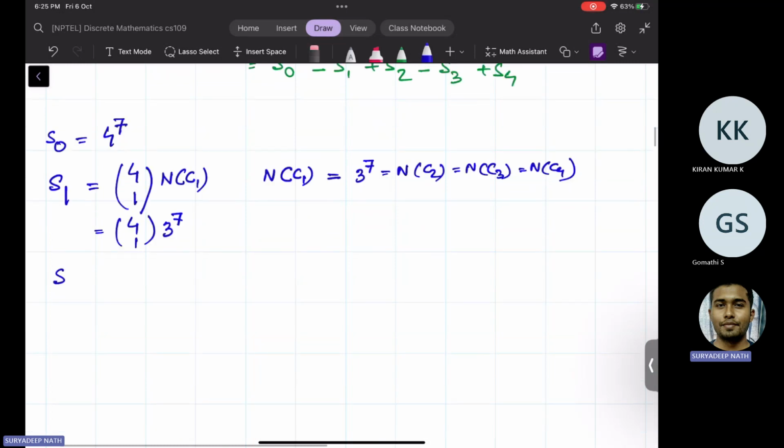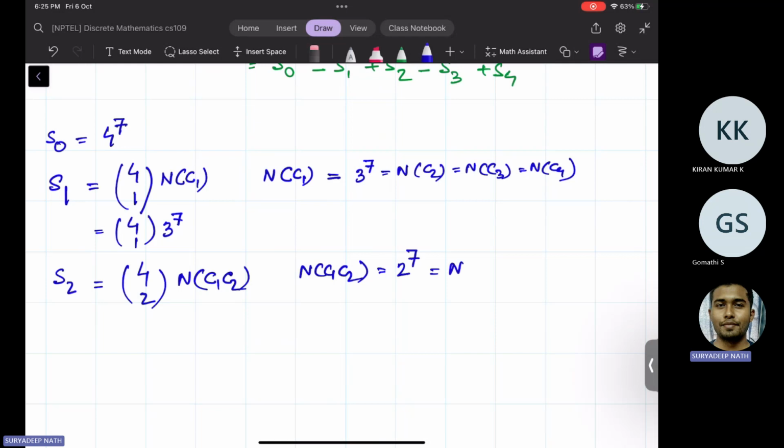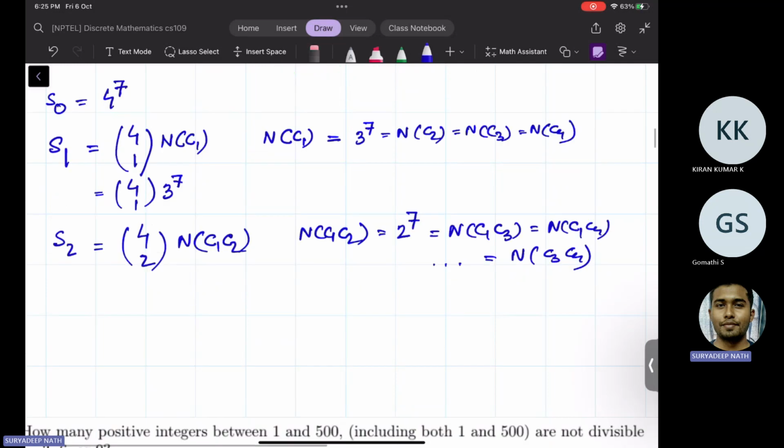For S2, we'll have to pick two elements. So we can do it in 4 choose 2 ways. And for nC1,2, let's say, we remove two elements. So it would become 2 to the power 7. And this is the same for all of C1, C3, C1, C4, and so on. nC3, C4 will remain the same.